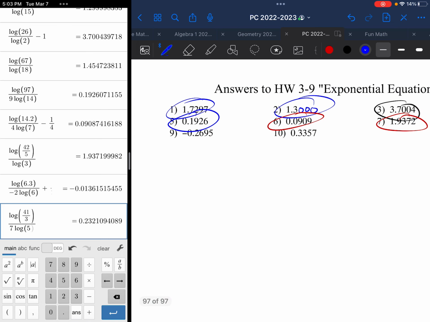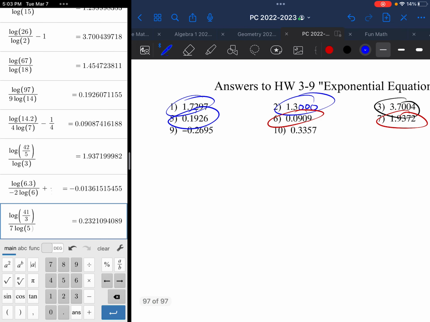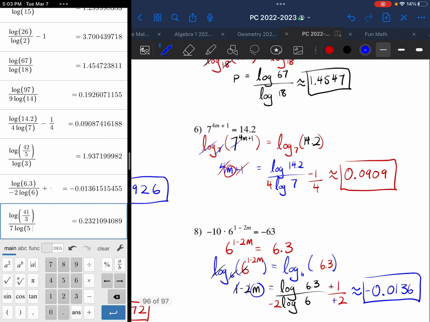All right, 0.2321. 2321? Dun, dun, dun. I've made a mistake. All right, finally I can be excited. I am officially excited, guys. I have made a mistake. And I don't know what it is. I should have got a negative answer. What did I do wrong?